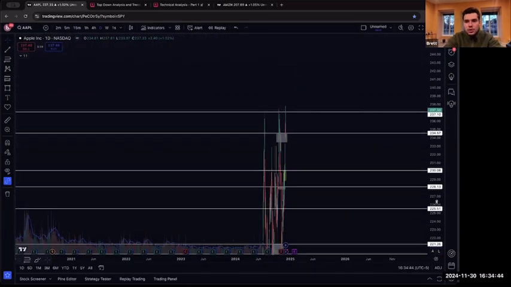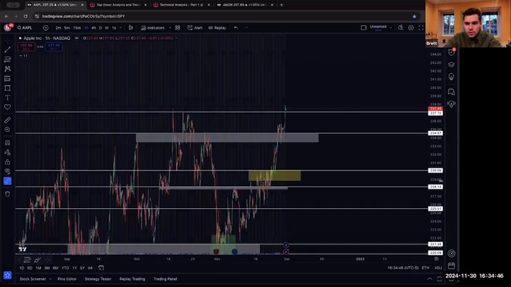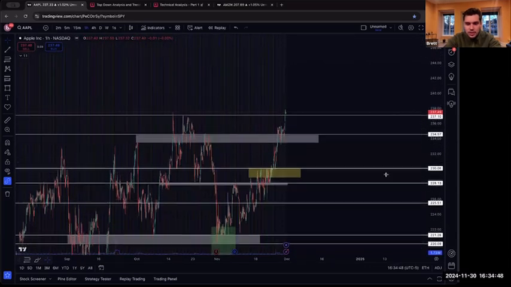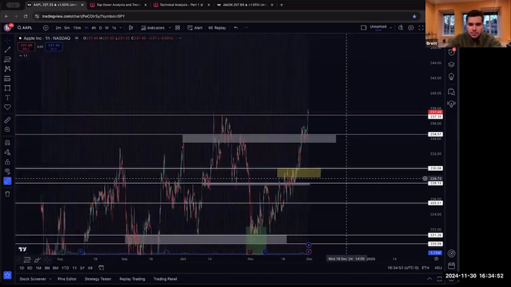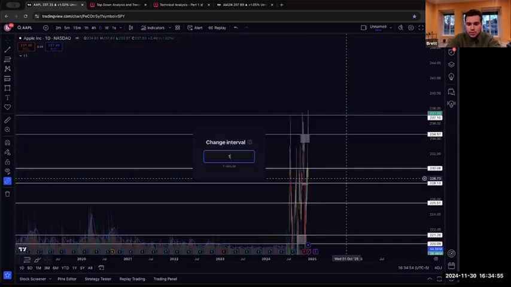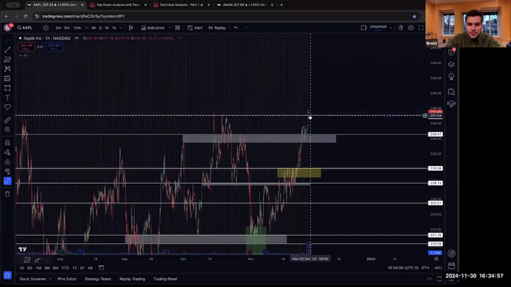Apple, I'm gonna go off the levels I had previously. I'm not gonna try everything from scratch, just because it would be a lot of time to do that. But here in Apple, obviously, a new all-time high is being pushed out. If it breaks this 237, we're going to be in price discovery mode, in that crazy uptrending move.